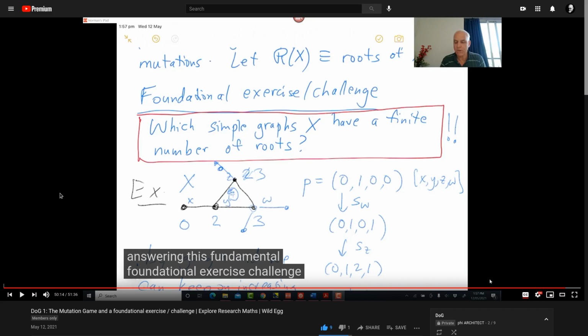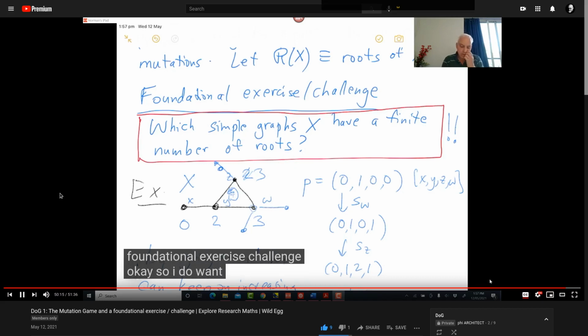So in this first lecture, he goes through this whole explanation of what a graph is and how to play the mutation game and such, and then arrives at what he calls a foundational exercise, which is to ask a simple question: how many of these simple graphs have a finite number of roots? And he goes on about how important this is. And I'm going to let him actually tell you here.